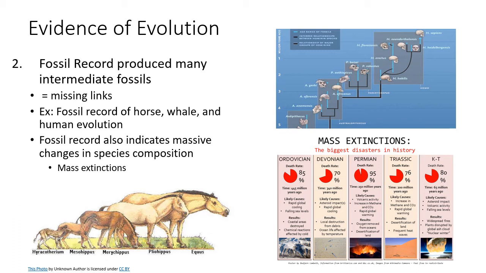Each of them was generally a catastrophic event which caused them. And you have anywhere from 70 to 95% of species going extinct during this time. So all of these things show, or add to the evidence, that evolution by natural selection is occurring.